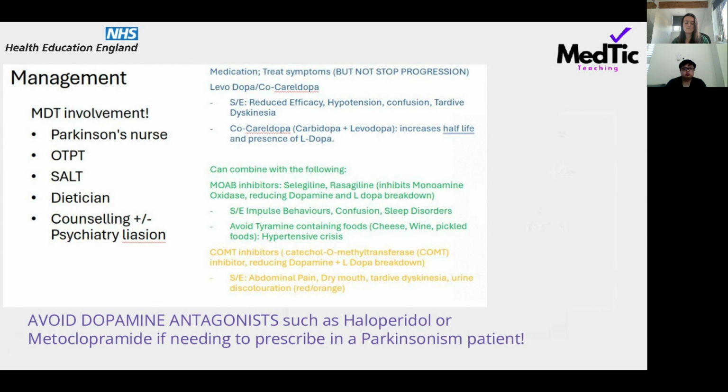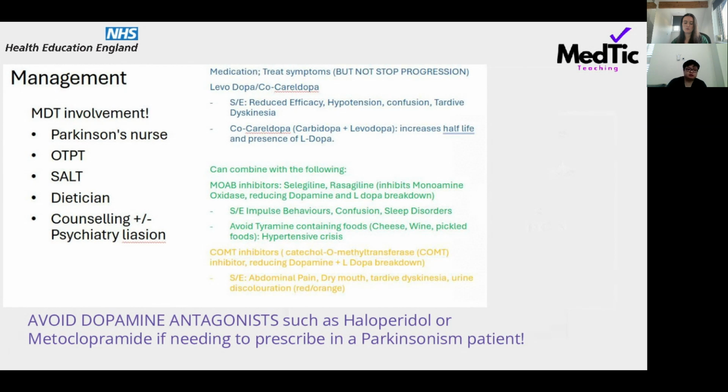Medication-wise, the aim is to slow the progression but not cure it. So we need to give these patients dopamine to make sure that the dopaminergic motor pathways are active again, which is why we give levodopa and co-careldopa. Over time, these effects can wane, and that's why we can supplement the treatment with other types of medications that can prevent the breakdown of dopamine or promote its production, such as MAO-B inhibitors and COMT inhibitors as well.